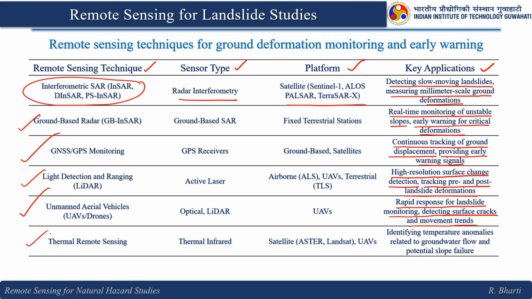Then comes the UAV based or drone based, so rapid response for landslide monitoring detection and surface cracking and movement trends. Then thermal remote sensing, so here there are few thermal remote sensing data sets available in public domain, and they are used for identifying temperature anomaly related to groundwater flow and potential slope failure. So different types of remote sensing for different types of application, right.